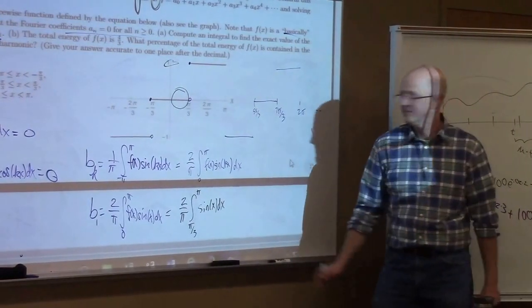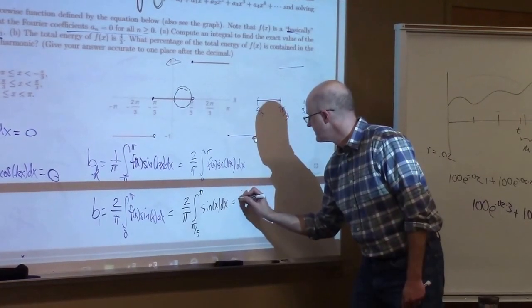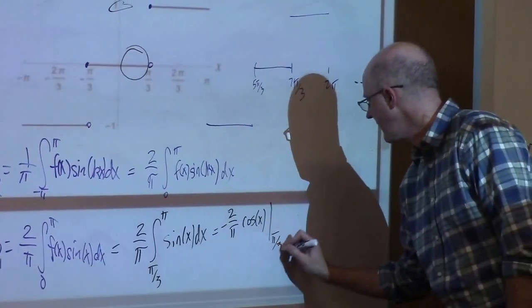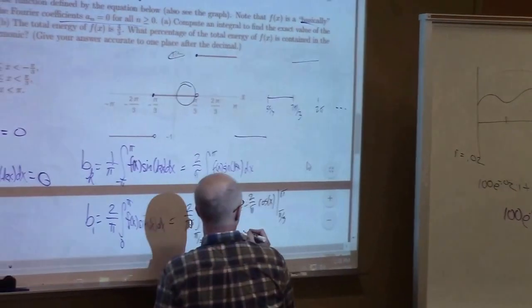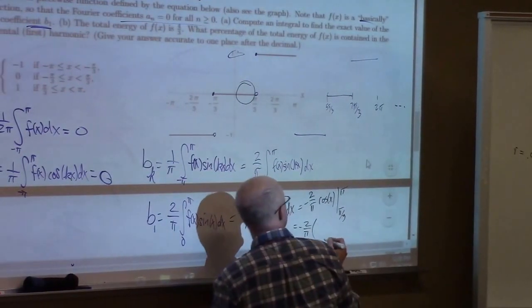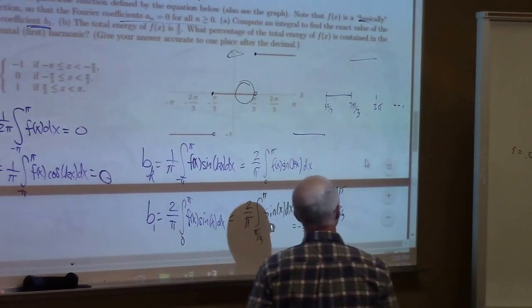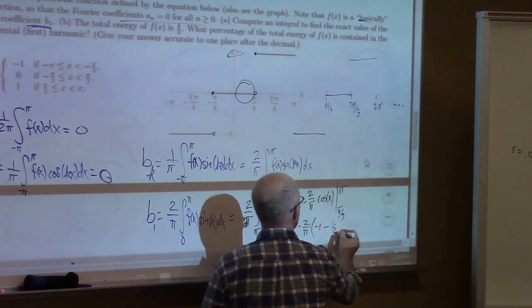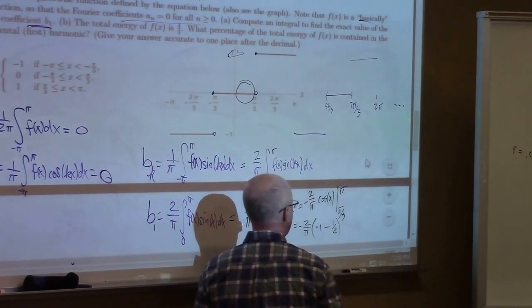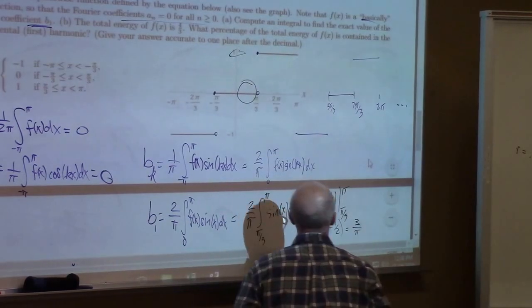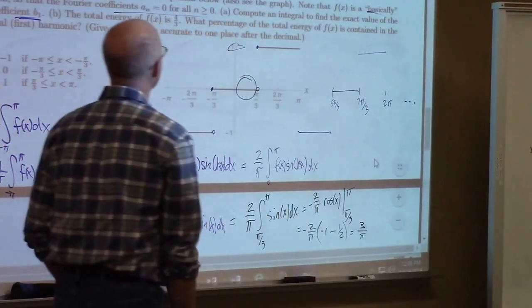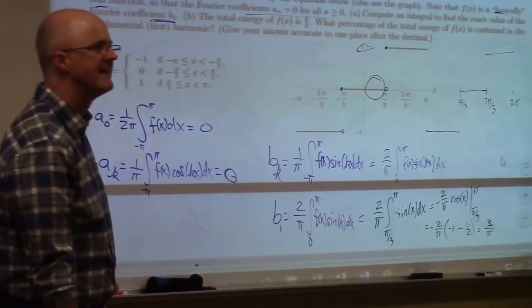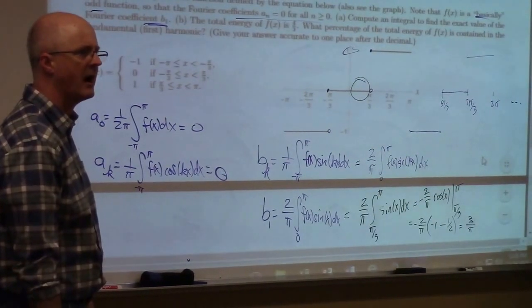And now that integral is pretty easy. Negative 2 over pi cosine of x, evaluated from pi over 3 to pi. Negative 2 over pi. Cosine of pi is negative 1. Cosine of pi over 3 is 60 degrees. That is 1/2. So we get negative 2 over pi times negative 3/2. This becomes positive 3 over pi, it looks like. That should be the answer, unless I've made a mistake. I think we're okay. Looks like b1 is 3 over pi.